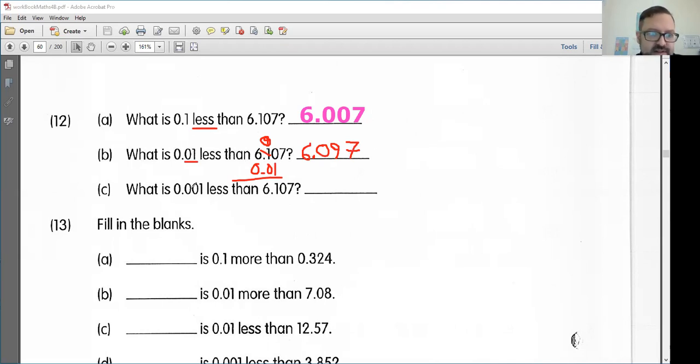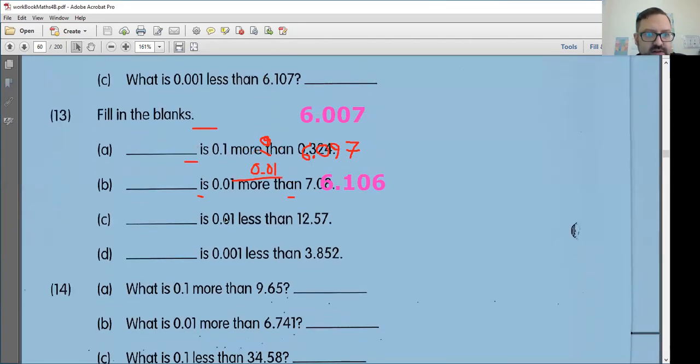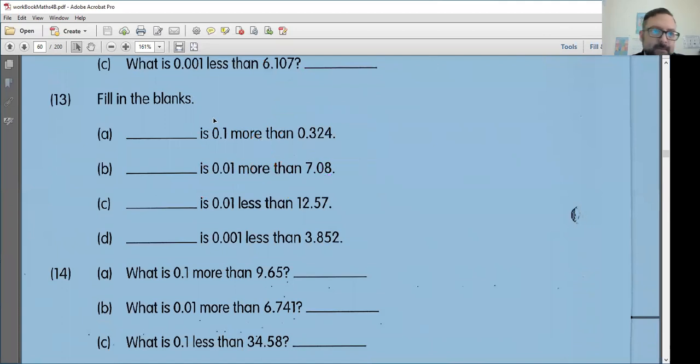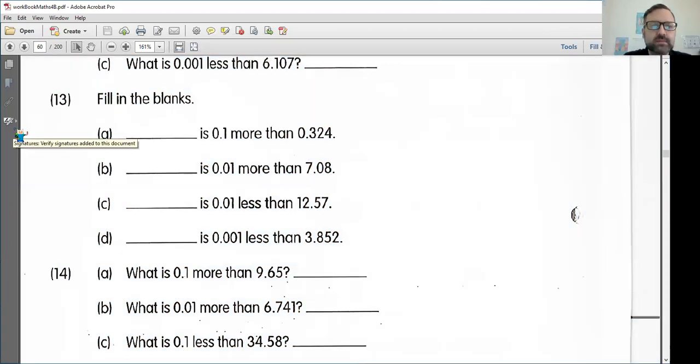Okay, all right, next I have a thousandth here. All right, I'm trying to subtract 1,000th. The only thing that's gonna change here is this 7 to a 6. This should be 6.106. Let's continue. Number 13. Fill in the blanks. We have blank is 0.1 more than 0.324.